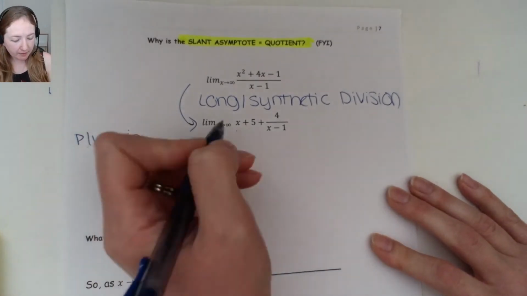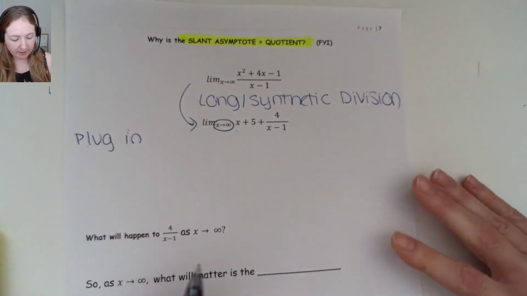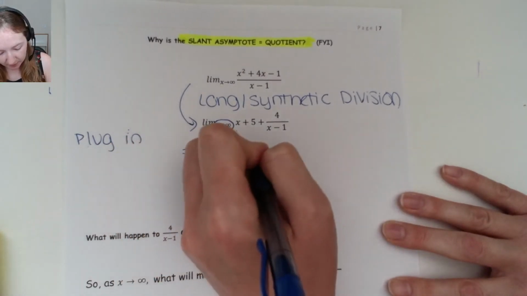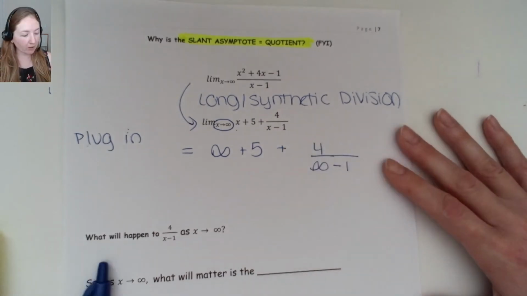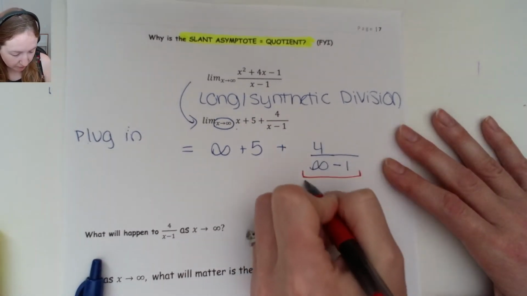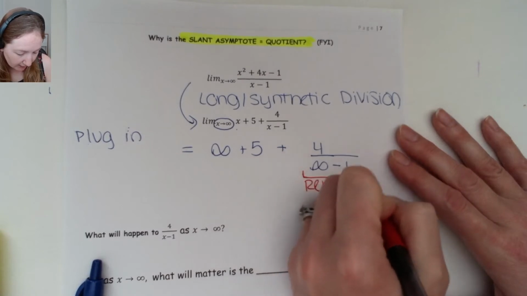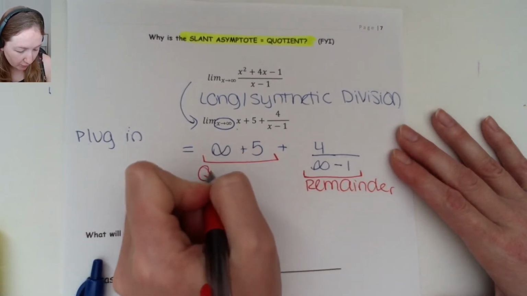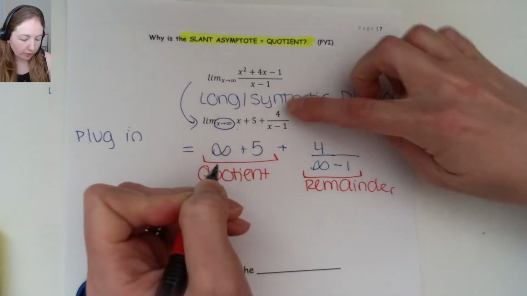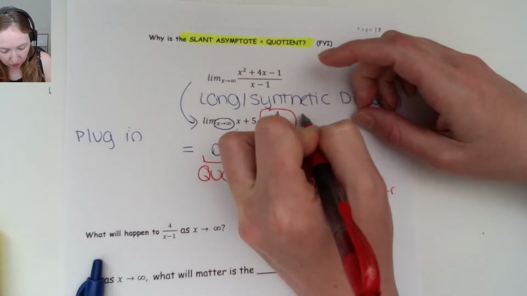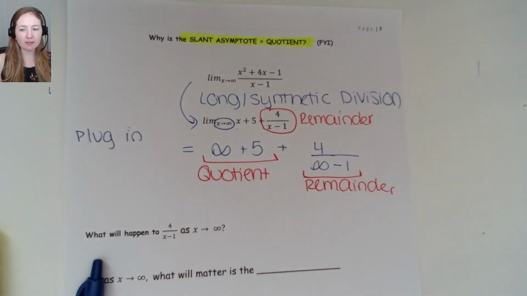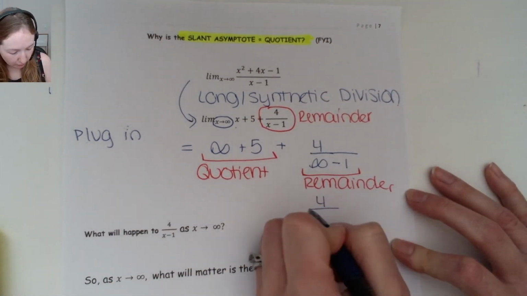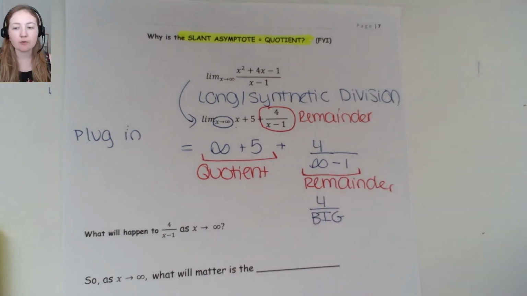So if I plug in infinity here for all of my x's, I will get infinity plus 5 plus 4 over infinity minus 1. Now, if you look at this remainder, so remember that this x plus 5, that's my quotient, and then the 4 over the fraction, that represents the remainder. If you look at that remainder, plugging in infinity, you have 4 over a big number. You have that infinity minus 1, which will just go to infinity.